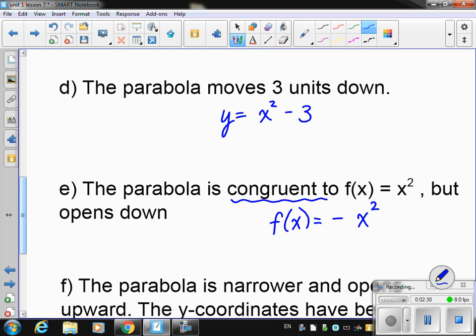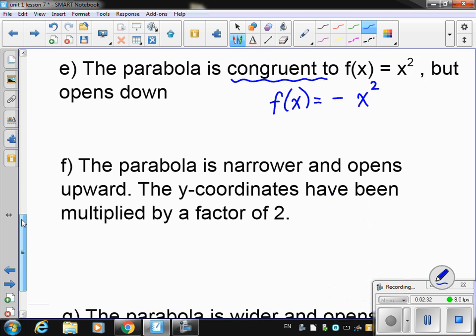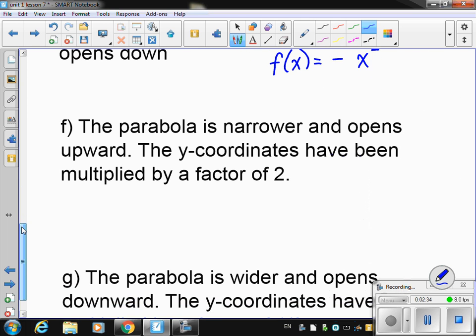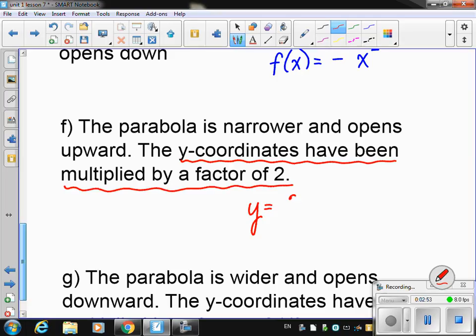The parabola is narrower and opens upward. The y-coordinates have been multiplied by a factor of 2. So it opens upwards, I don't need a negative. It says it's narrower, and the y-coordinates have been multiplied by a factor of 2. This is a skinny parabola, and I need a 2 because that's a vertical change. If I'm making it skinnier, I'm pulling it upwards. I need a 2 in front of my x squared.